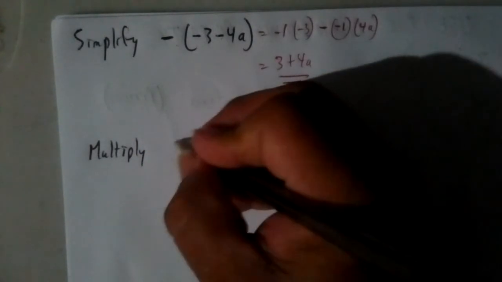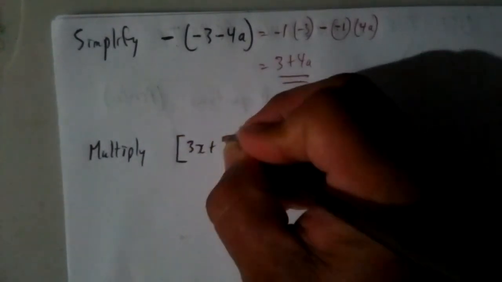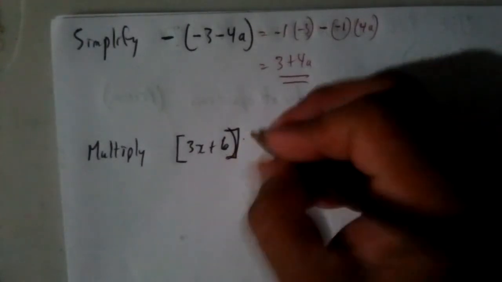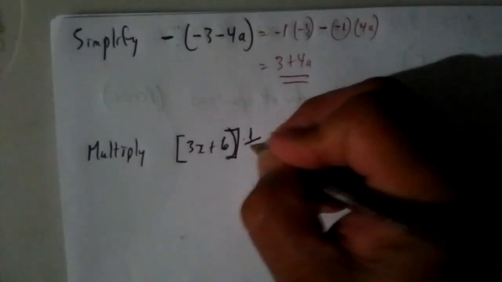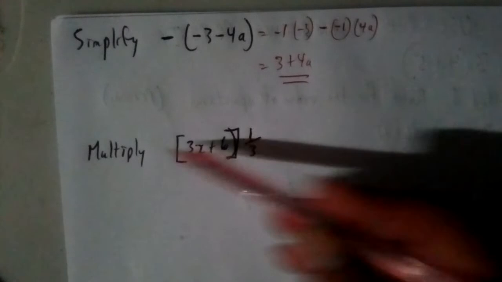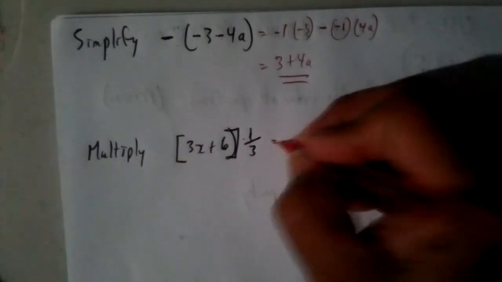Multiply, and when we multiply, we now have, say, 3x plus 6 close bracket times 1/3. How do we solve that? Well, don't worry if it's at the back or at the front. Usually this is at the front here. Nevertheless, we can still solve it.